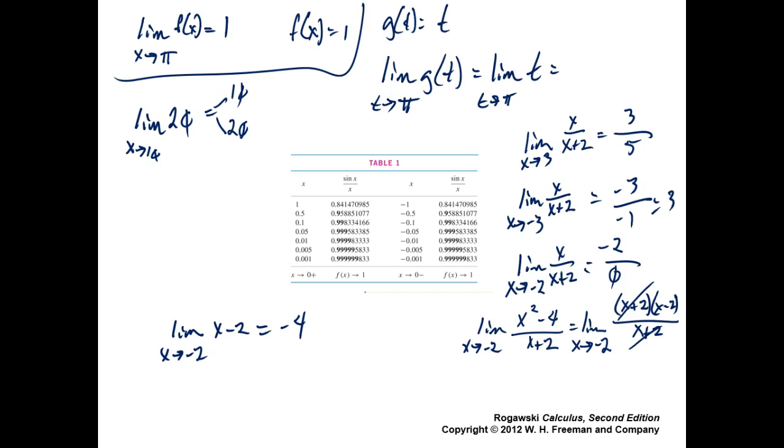So if you were to graph that one, do the math like you just did, x minus 2, that would have a y-intercept of 2, and it would have a slope of 1. So it would be like this, but at x equal negative 2, it'd have a hole in the graph.